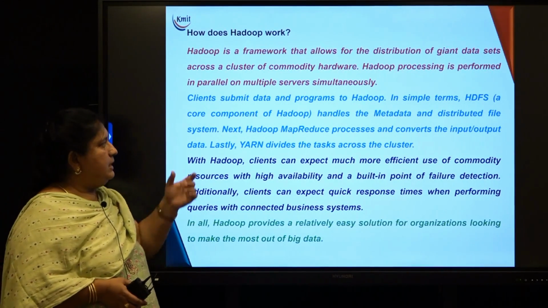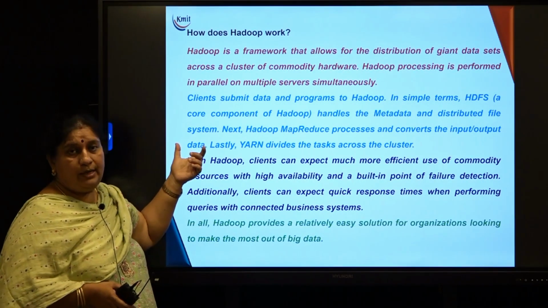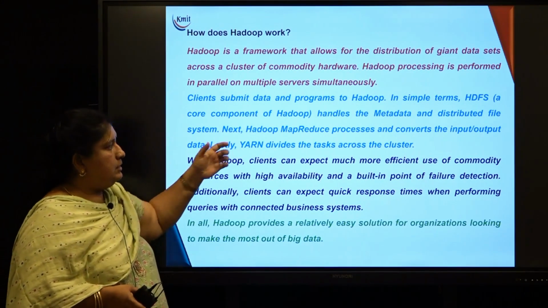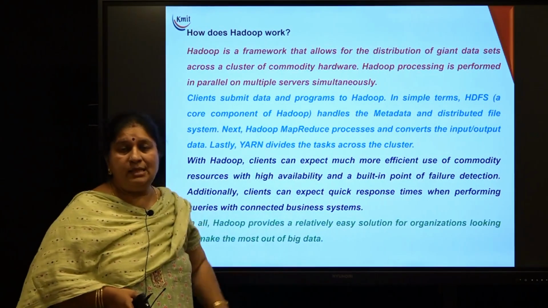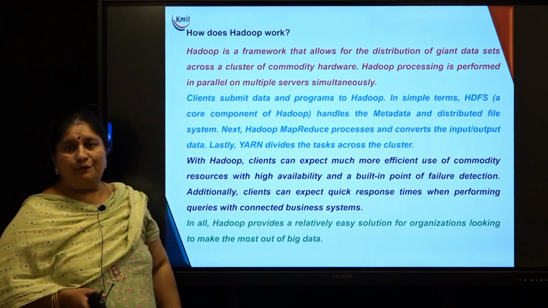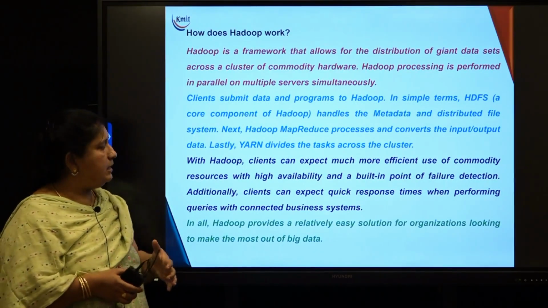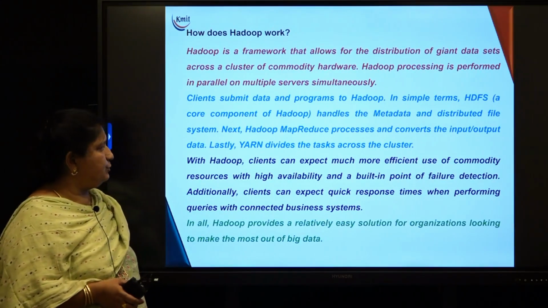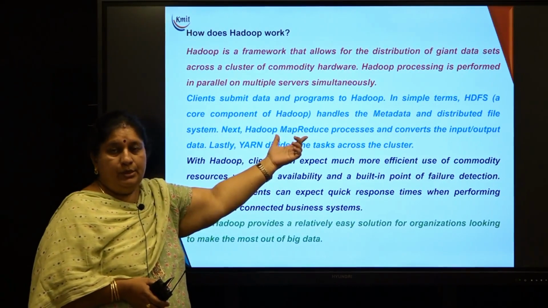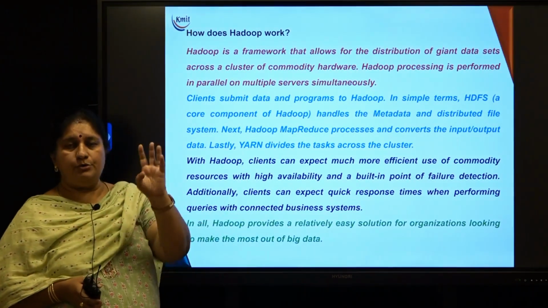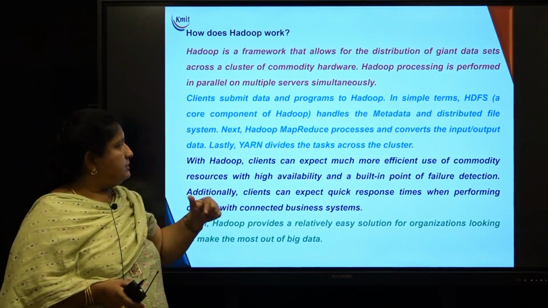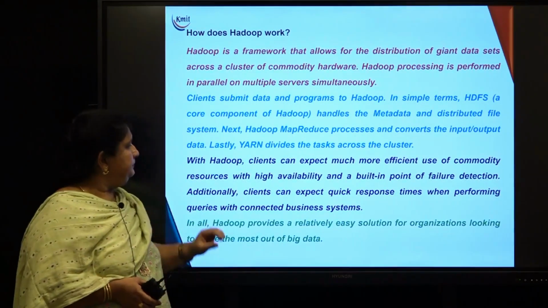In simple terms, HDFS, which is a core component, the Hadoop Distributed File System, handles both the file system as well as the metadata, the actual data of the system as well as the metadata of the system. Whatever metadata we have is also maintained under HDFS only. And it also has a processing component, MapReduce. So when you talk about Hadoop, we need to talk about storage and processing. Storage is taken care of by HDFS, processing is taken care of by MapReduce.